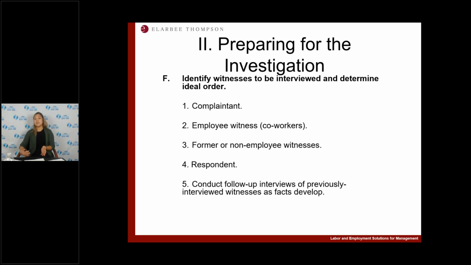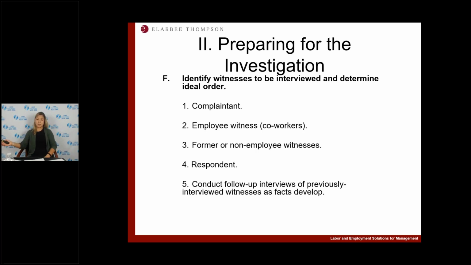Now, people differ on what's next. You can interview witnesses. Certainly interviewing current employees is easier than tracking down former employees or people who were never employees to begin with. It is, for obvious reasons, harder to get those people to come in and cooperate with an investigation. And then you can interview the respondent. Depending on the complaint, you might want to go with the respondent first or second after the complainant.